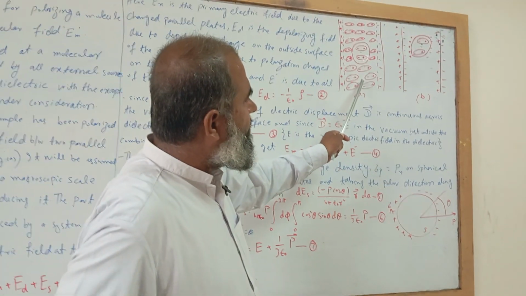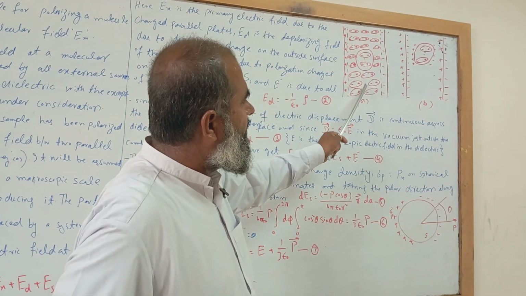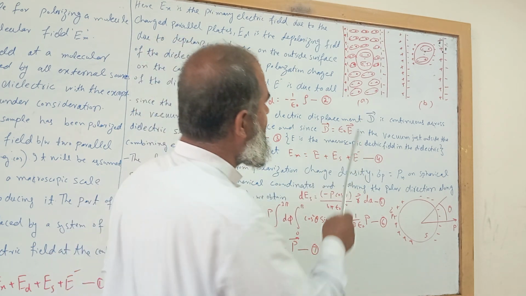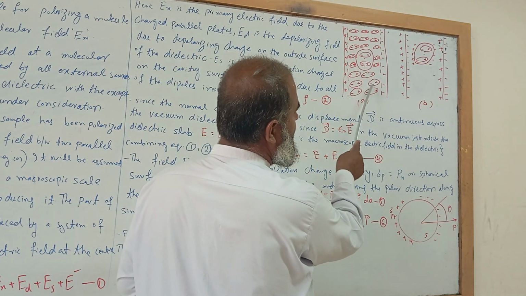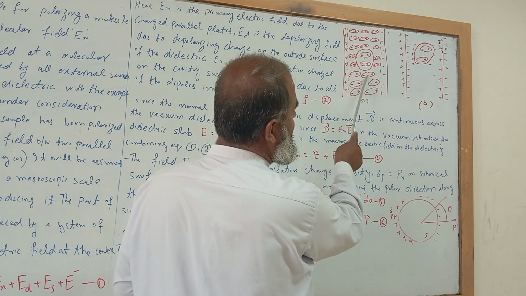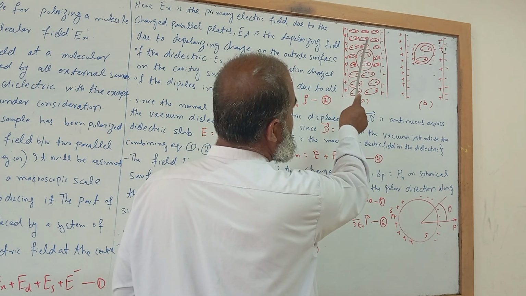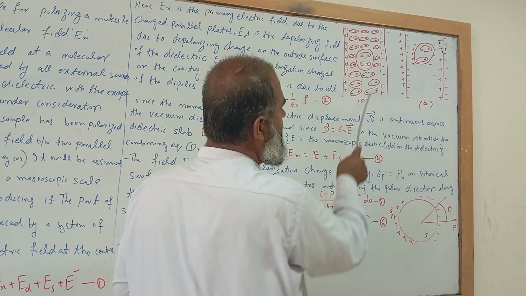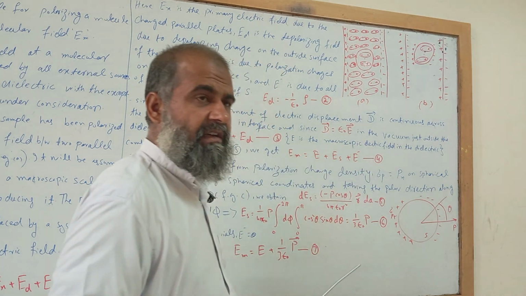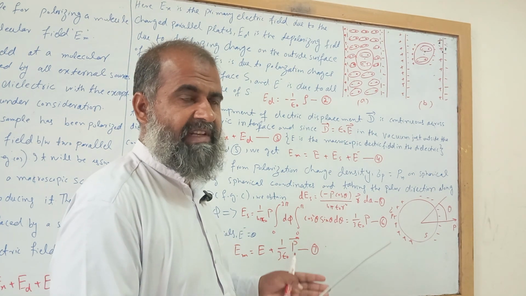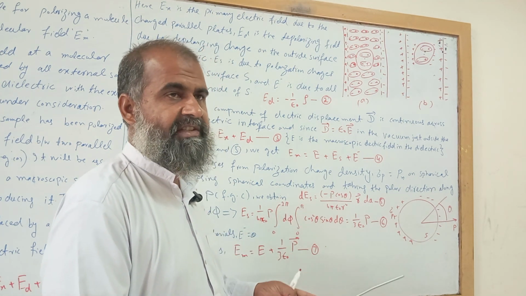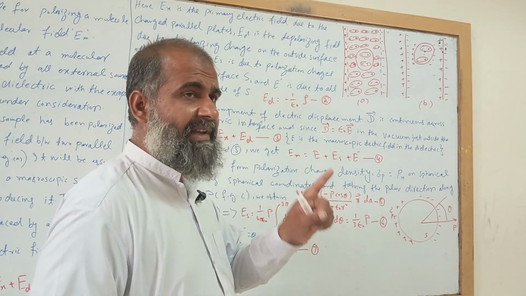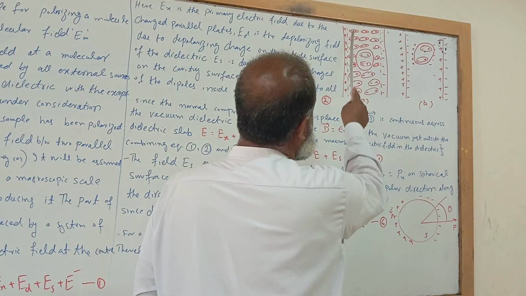All the dipoles have cancelled each other. Like this positive will cancel this negative, this positive will cancel this negative, and this positive will cancel this negative, this positive will cancel this negative. All the inside of the dielectric, all the charges will cancel each other, opposite charges.